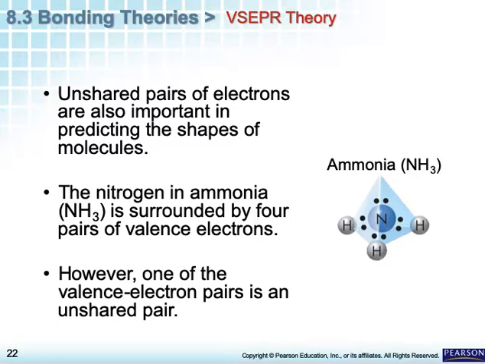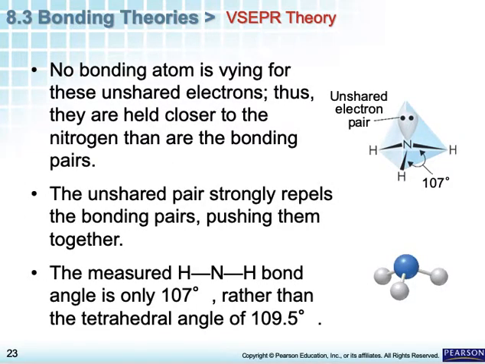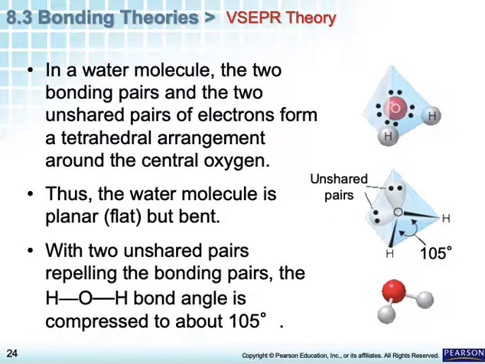And unshared pairs are different than bonded pairs in a very important way. Bonding atoms pull those electrons a little bit further away from that central atom. The unshared pair, however, strongly repels those bonding pairs because it's held very tightly to the nitrogen nucleus. Therefore, the measured bond angle for the hydrogen-nitrogen-hydrogen bond angle is less than 109.5. It's actually 107. You don't have to know the numbers, though, but you should know that it's smaller.